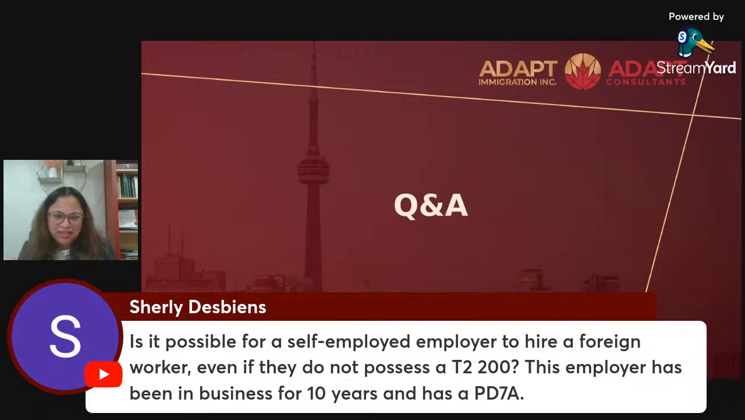Any business that does not possess a T2-200 and has been in business for 10 years and has a PD7A should be able to, depending on what company it is, what industry it is, and how many current employees they have. So it's not really something different from being just an owner, a self-employed person.